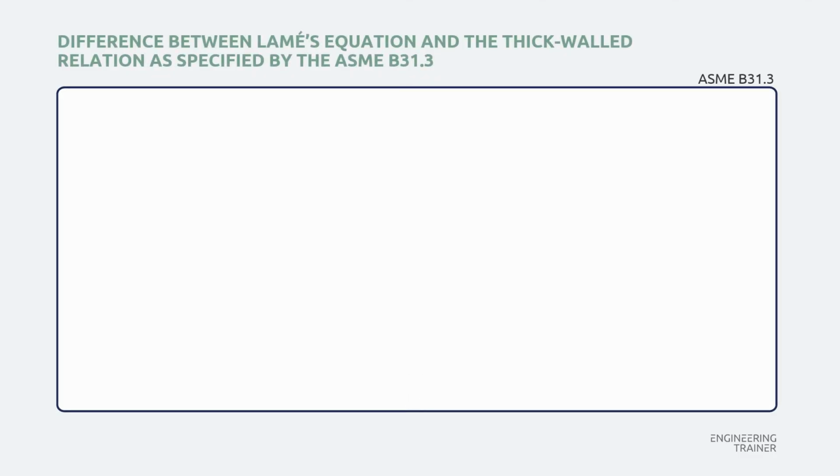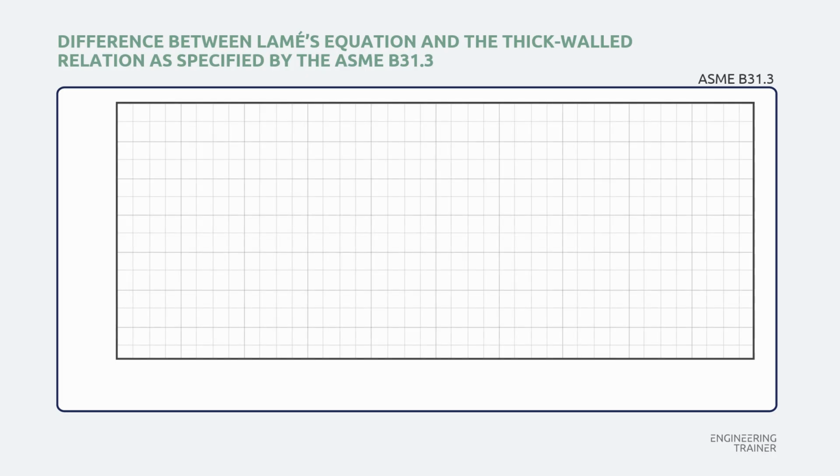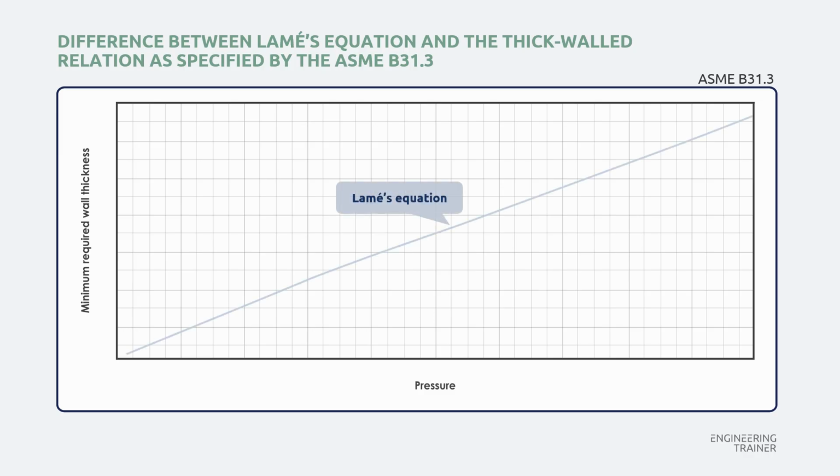Before we move on, we need to discuss the difference between Lemay's equation and the Chapter 9 thick-walled relation as specified by the ASME B31.3. In this comparison, we will have a look at the relation between the minimum required wall thickness on the y-axis and the internal pressure on the x-axis. Let's first plot Lemay's equation in this figure. We see that the minimum required wall thickness increases as the pressure increases.